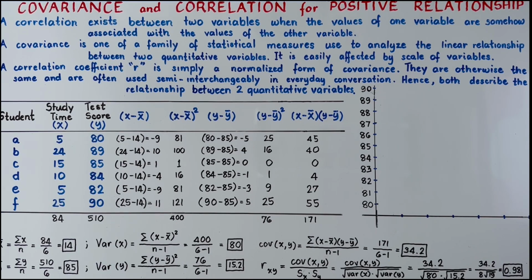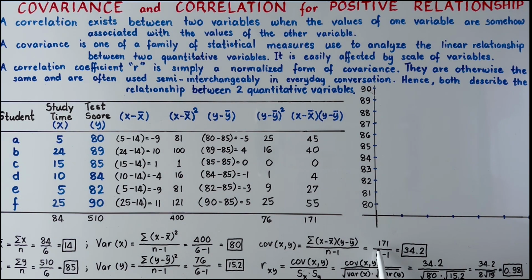Now take note that the covariance, which is 34.2, and the correlation coefficient r, which is 0.98, are both positive. This gives you an idea that the relationship between the two variables is positive, which means that they are directly related, meaning that as the study time increases, the test score increases also. But when the study time decreases, the test score decreases. So they behave in the same way at the same time.